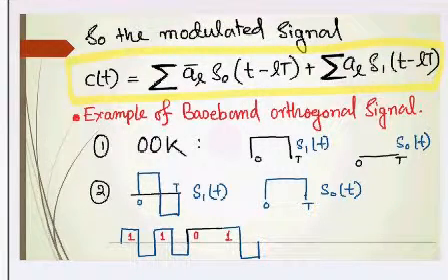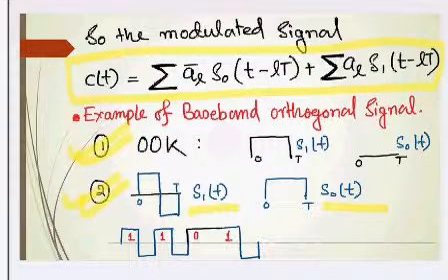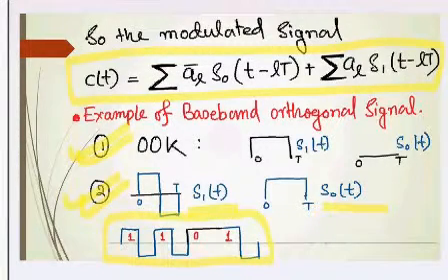Very simple. Now the example of baseband orthogonal signaling. So on-off keying is a baseband orthogonal signaling. Here is a typical example: S1(t) and S0(t). These two signals constitute the orthogonal signaling, baseband binary. So this is the way to represent the data in this particular signaling scheme.